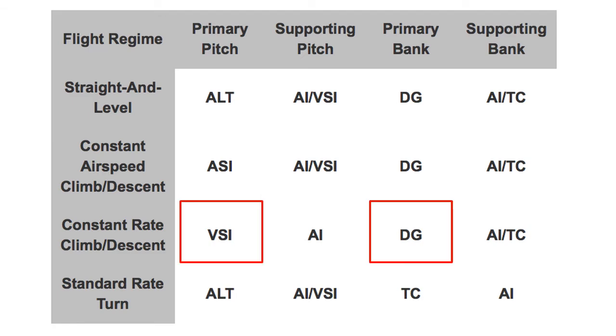During a constant rate climb, your goal is to maintain a constant rate of climb and a constant heading. For this reason, your primary pitch will be VSI, and your primary bank will again be the heading indicator.